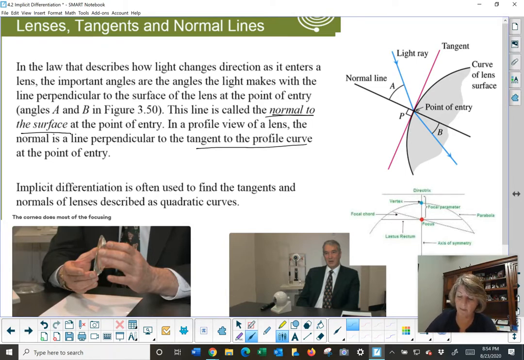So if this were my point of entry, you can see how the line in red is the tangent line, and then you can create that normal line that runs perpendicular to the tangent line, and that would represent how that light is going to enter the lens.